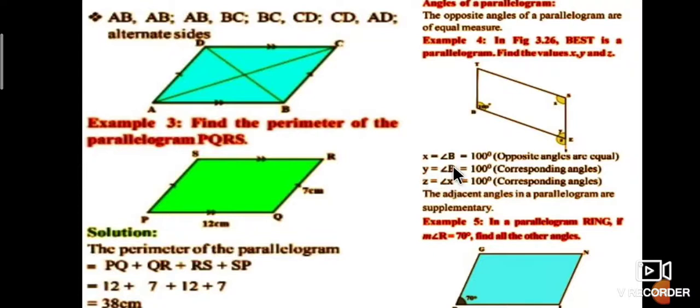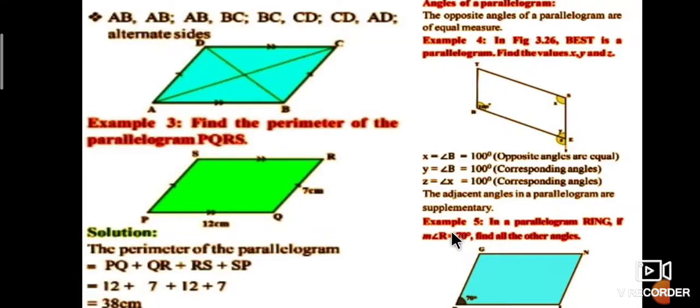Therefore angle y is equal to angle b, that is 100, because corresponding angles. Therefore angle z is equal to angle x, that is 100, because corresponding angles. The adjacent angles in a parallelogram are supplementary.